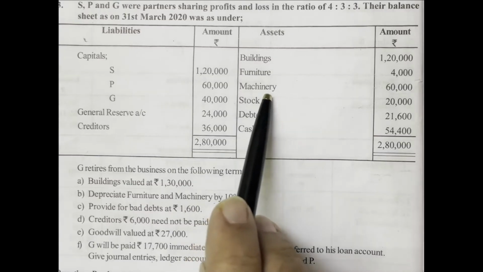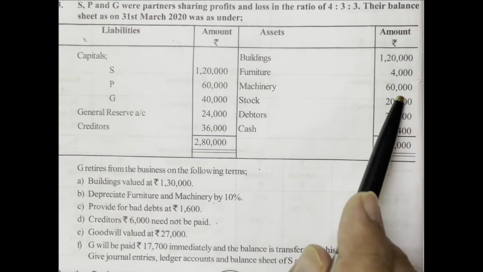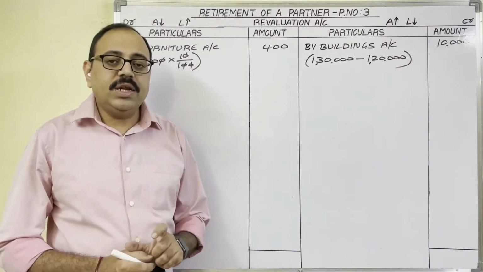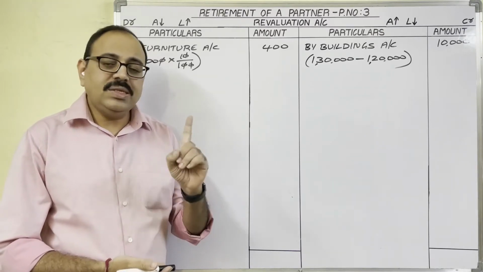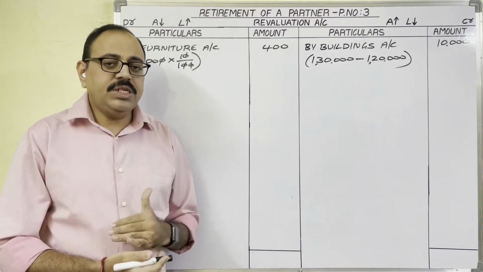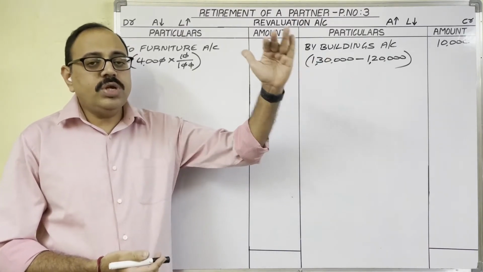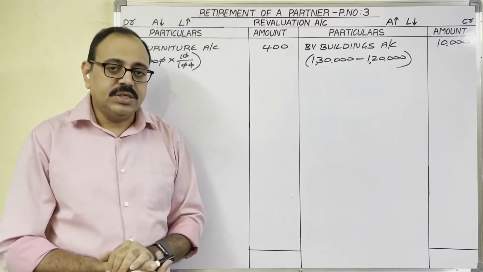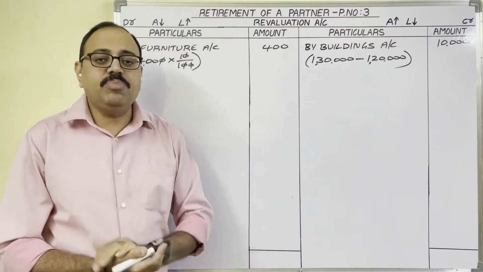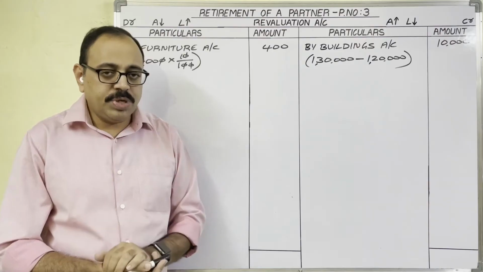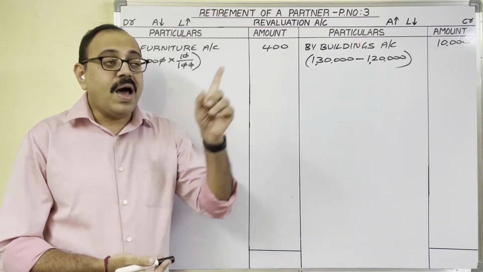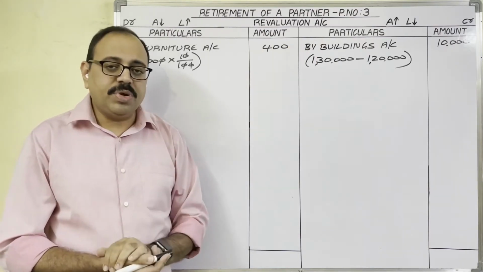In old balance sheet, machinery value is given as 60,000 rupees. Cost price is 60,000. In adjustments, he is giving that market value is reduced by 10%. Depreciation on machinery is 10%. So 10% on 60,000 is 6,000 rupees now. Means what? Market value is 54,000 rupees.